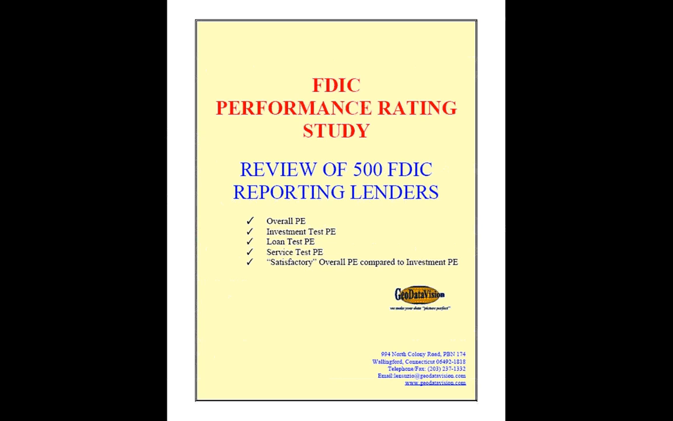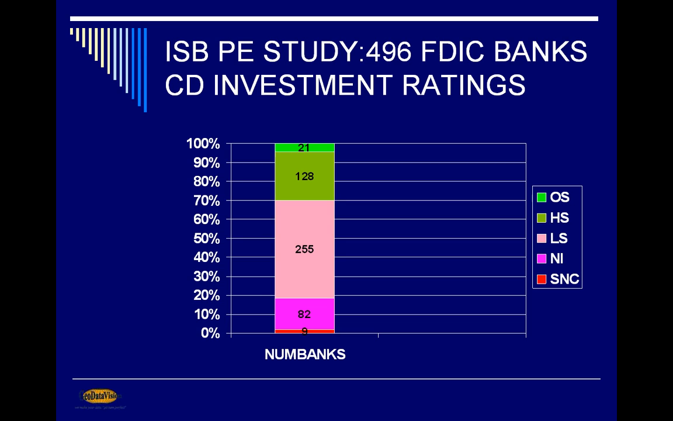Now, to give you an idea, we conducted a study of 500 FDIC reporting lenders who were in that ISB size category as of 2005, and of the 500 lenders that we reviewed, 496 got a satisfactory performance evaluation or better. 4 got either needs to improve or substantial noncompliance. And of those 496 banks that basically survived their CRA exam, we took a look at how they were evaluated in terms of community development and community development investments in particular. We found that 9 of those banks received substantial noncompliance on community development investments, and 82 of them, constituting 16%, received needs to improve on their community development investment activity.